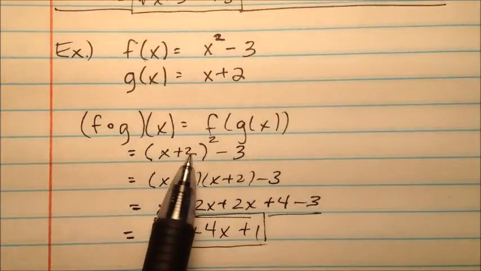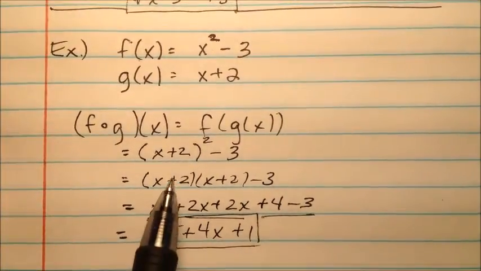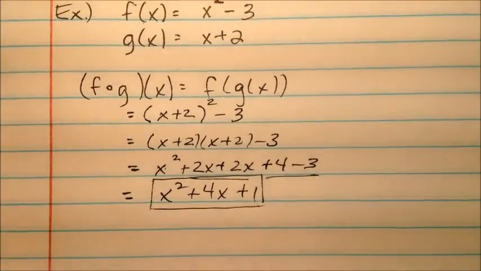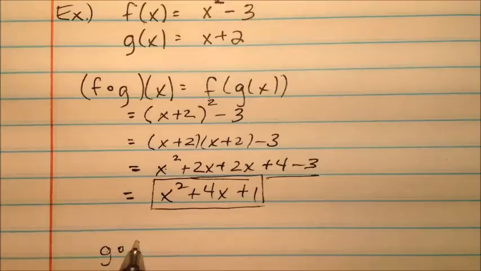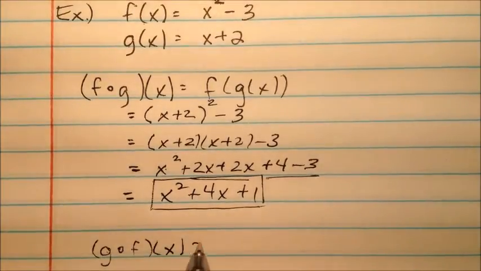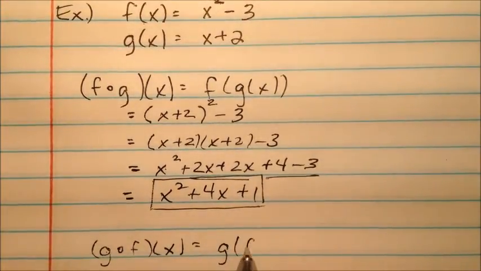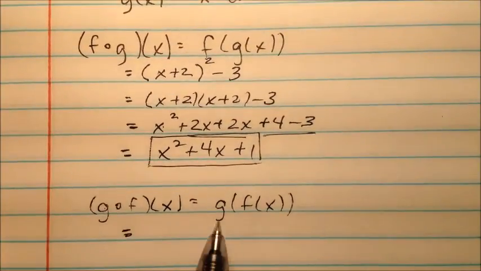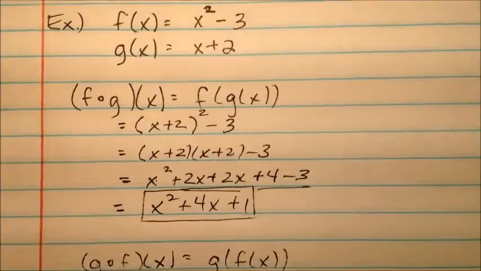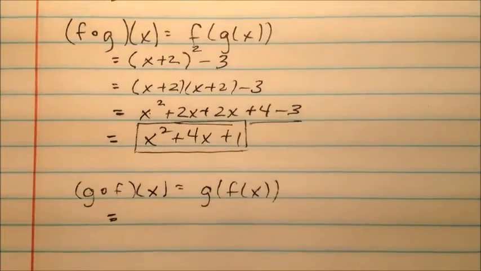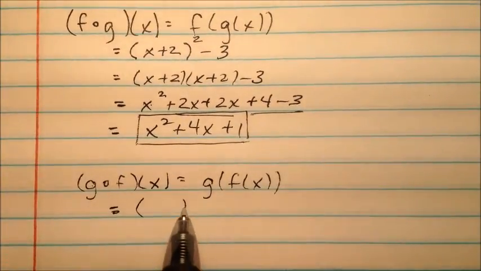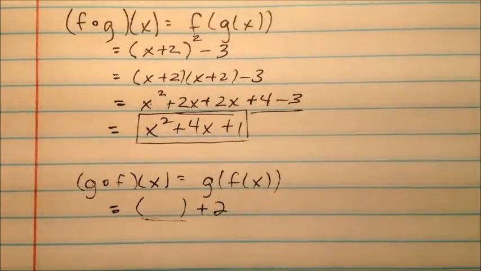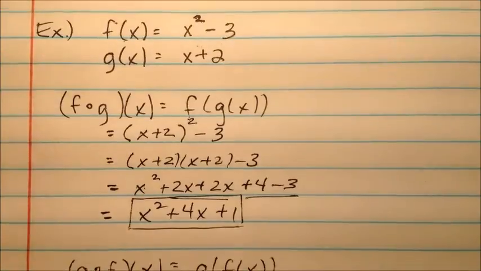So make sure when you're squaring this quantity that you actually put the quantities next to each other and you FOIL them out or multiply them out somehow. So the other one's going to be g circle f of x, which looks like g of f of x. So when we do that, we have g as our big function here, so x plus 2. So we have some quantity, our x value right here, and then plus 2. So what is that value going to be?